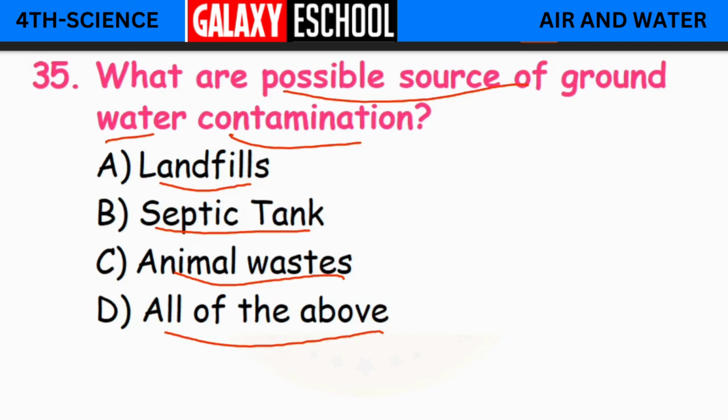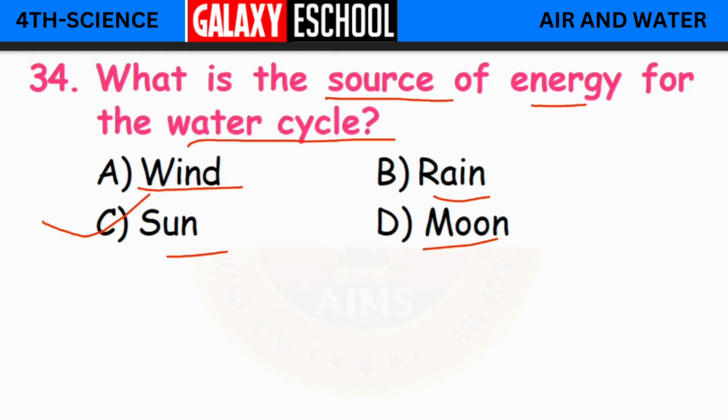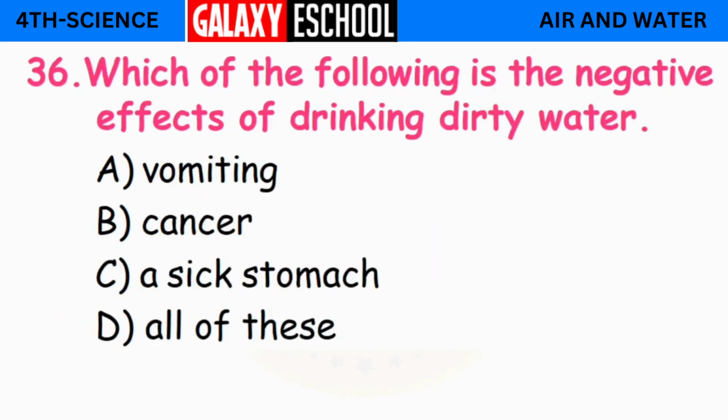Clear, children? So the D option is all of the above, and here the answer is all. That is why the D option is the correct answer. These all are responsible for groundwater contamination. Clear, children? Now the 36th question.